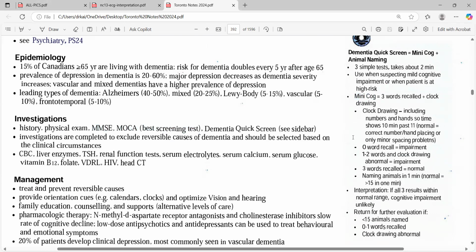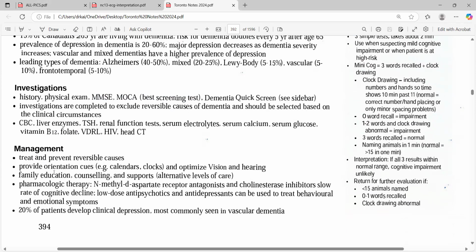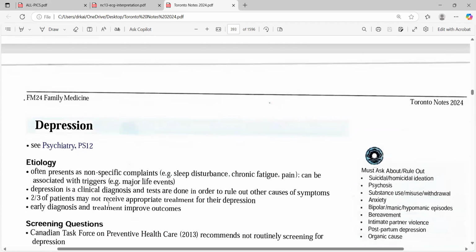And then if they are able to recall, this is basically good. If not, then we give them scoring according to that. Then checking for the liver, alcohol, VDRL, syphilis, HIV, CT scan, folate, vitamin B12, all of those ones. How do you treat and prevent the reversible causes? Orientation, education, counseling, sport, pharmacological, and then 20% is basically clinical depression.